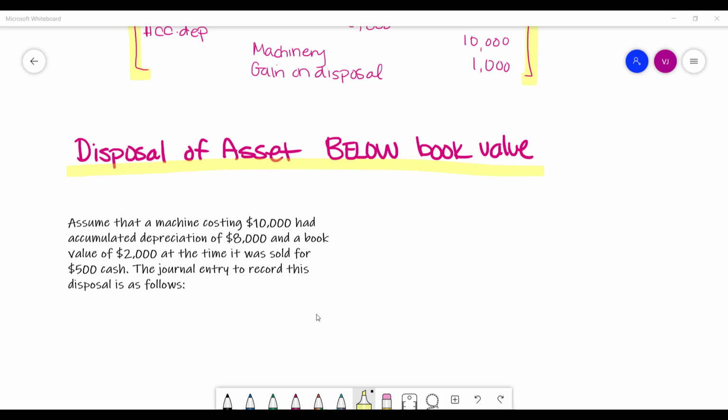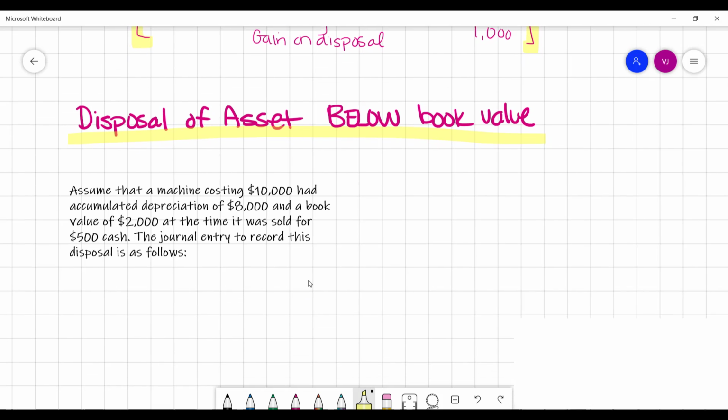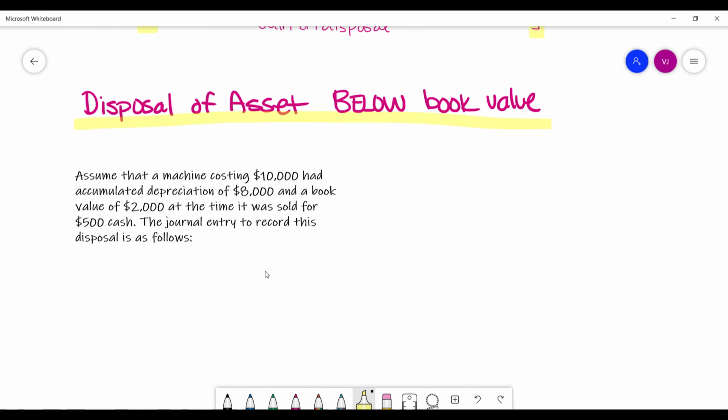Now, what happens if we end up getting rid of an asset, but we end up receiving less cash for it than its remaining book value? How are we going to account for that on the books? So we do the same process here. First, we want to figure out, okay, how much cash are we receiving, so on and so forth.